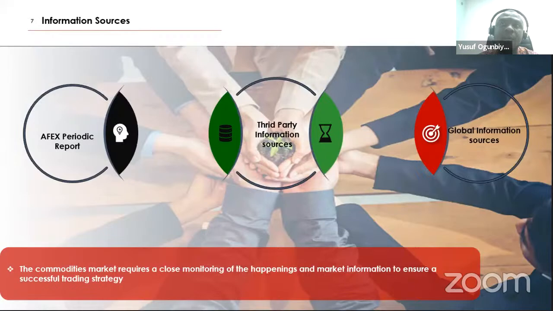These information sources provide information on commodities. And then you have the global information sources. You have your Bloomberg, you have your Reuters, you have your CNBC. These information sources provide information that is critical in monitoring this market.